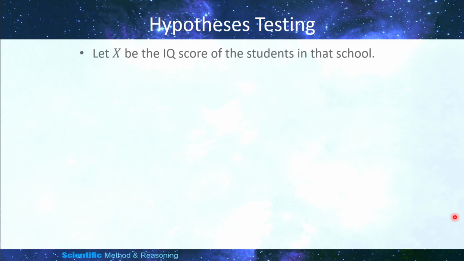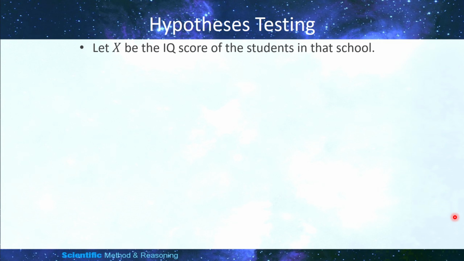This is the assumption. So we simply let X be the IQ score of the students in that school and assume that the IQ score follows a normal distribution with unknown mean mu and variance sigma squared.